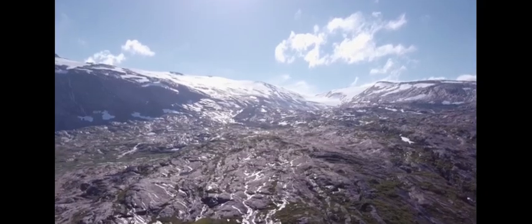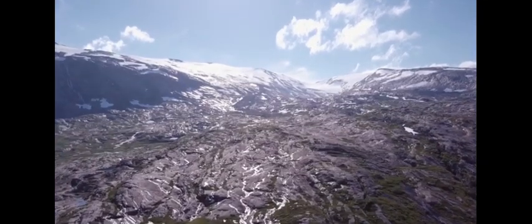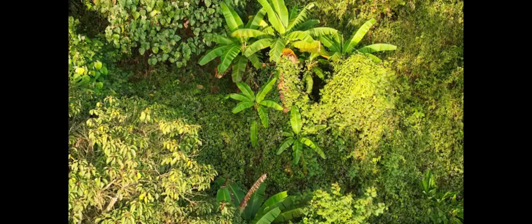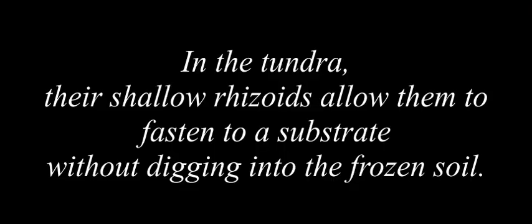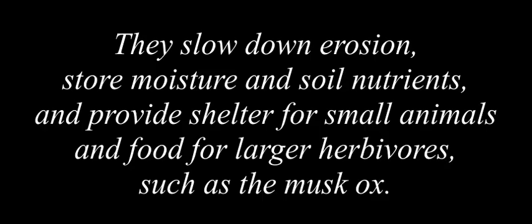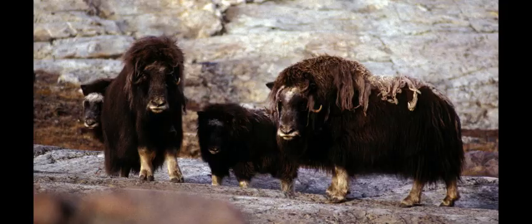Mosses. More than 12,000 species of mosses have been catalogued. Their habitats vary from the tundra, where they are the main vegetation, to the understory of tropical forests. In the tundra, their shallow rhizoids allow them to fasten to a substrate without digging into the frozen soil. They slow down erosion, store moisture and soil nutrients, and provide shelter for small animals and food for larger herbivores such as the musk ox.